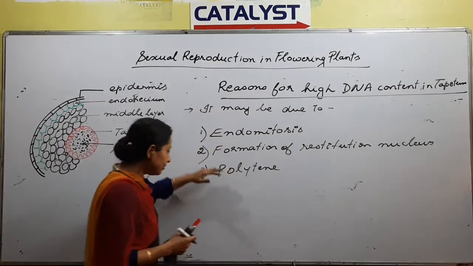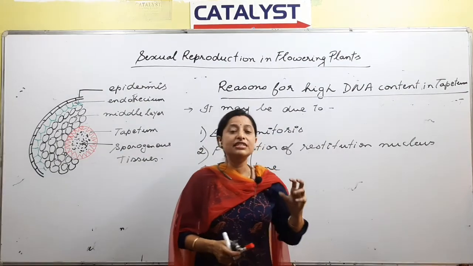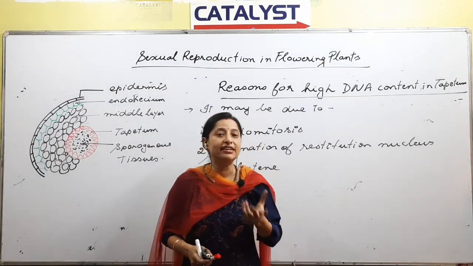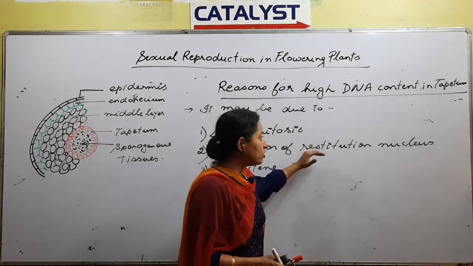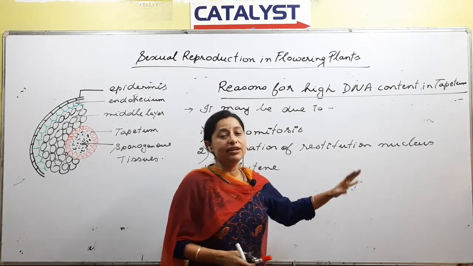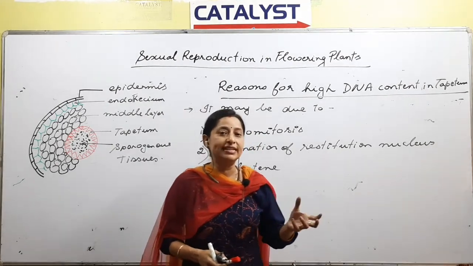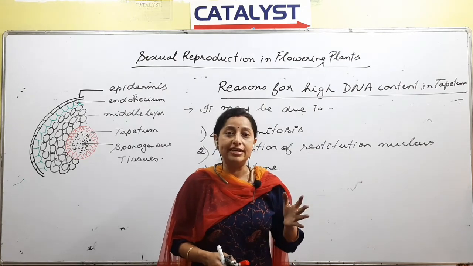The next point is formation of restitution nucleus. Restitution nucleus is a nucleus or condition, which we call restitution nucleus. What is the condition or what happens here? In such a condition, normal mitosis and normal cell division continue up till the point of anaphase. Okay, we'll go back to cell division now.